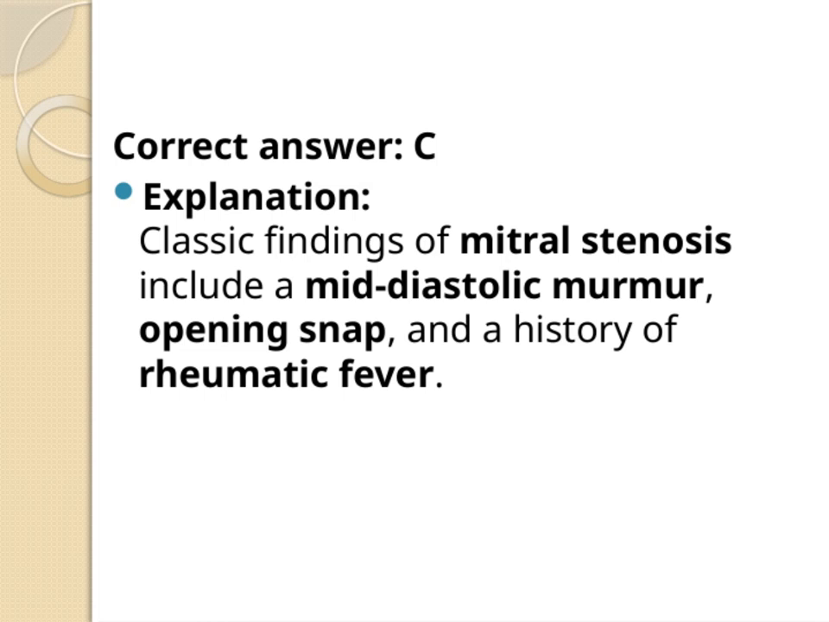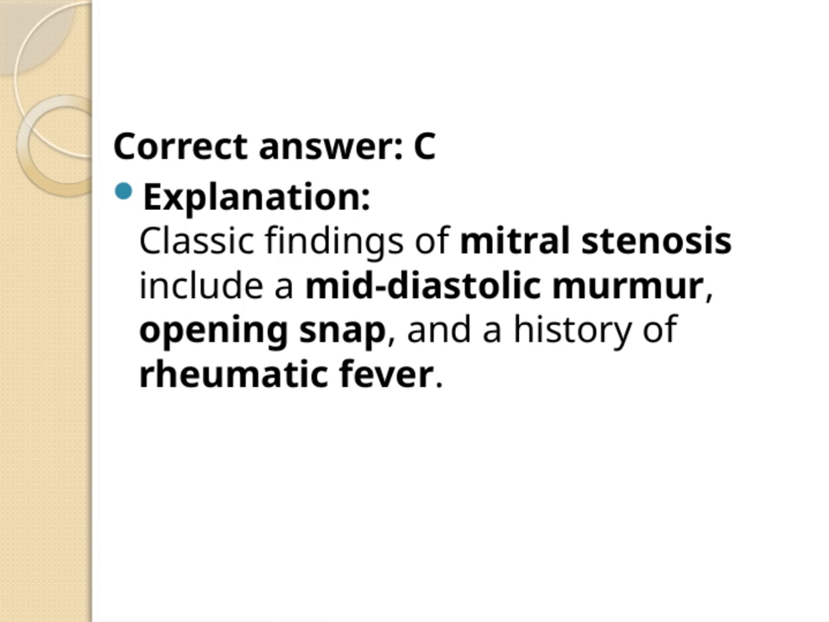Classic findings typically include a mid-diastolic murmur, which is heard during the relaxation phase of the heart when the mitral valve is open, but narrowed. You'll also often hear an opening snap, which is a sharp sound occurring shortly after the second heart sound, indicating the sudden opening of the stenotic valve. Additionally, a history of rheumatic fever is common because rheumatic carditis is a leading cause of mitral stenosis. Recognizing these features together helps us make a confident diagnosis.